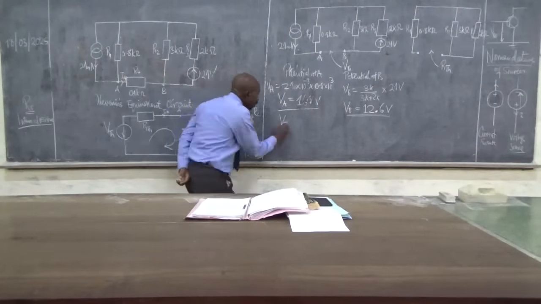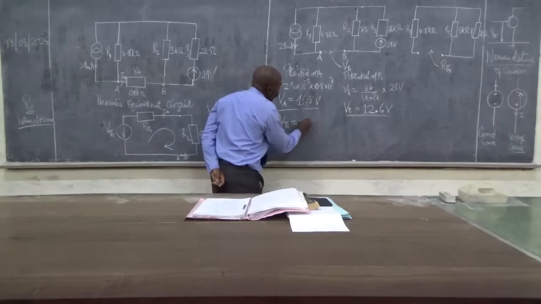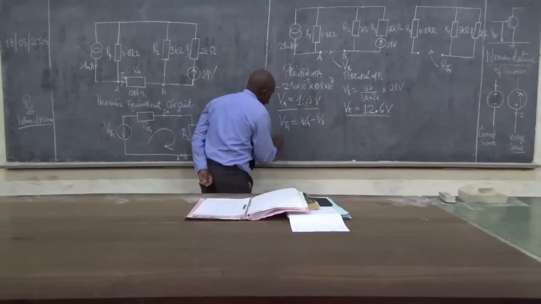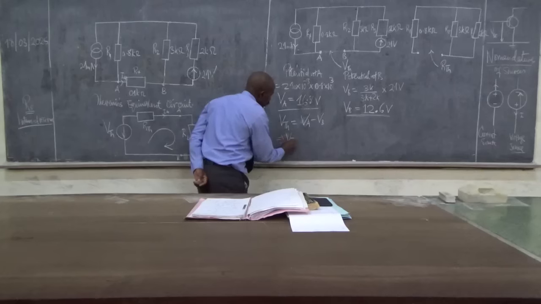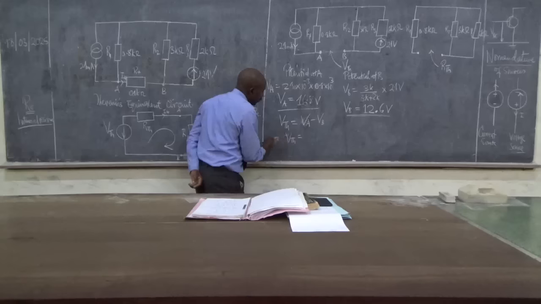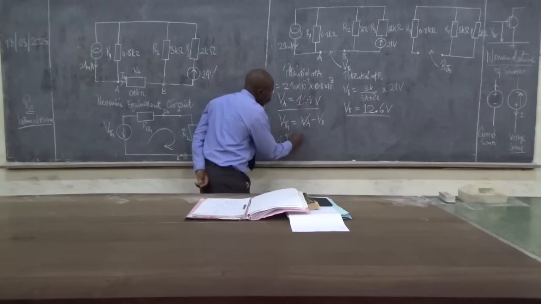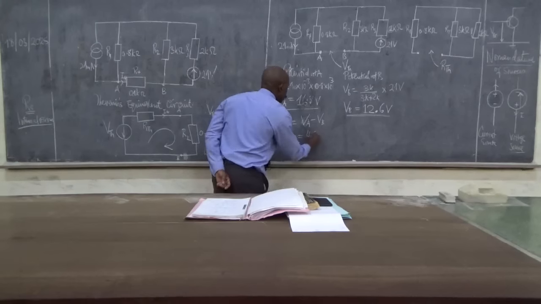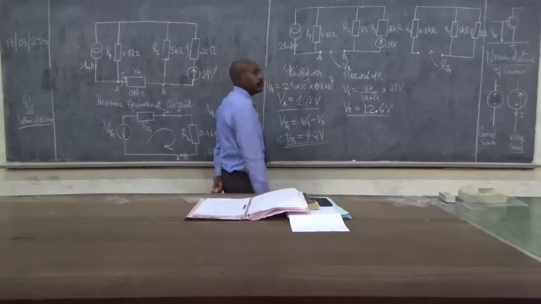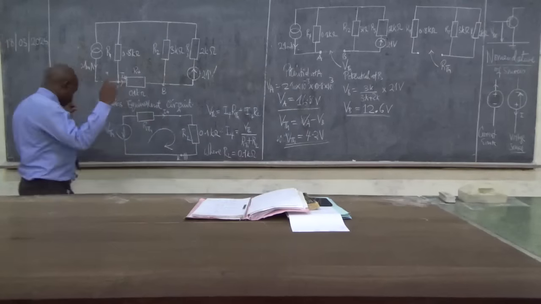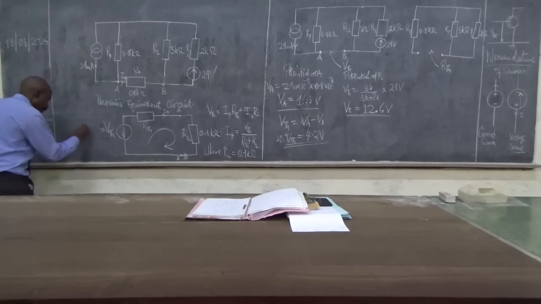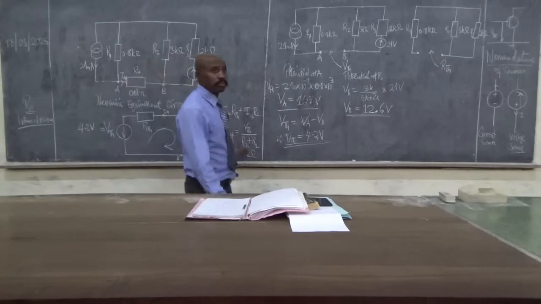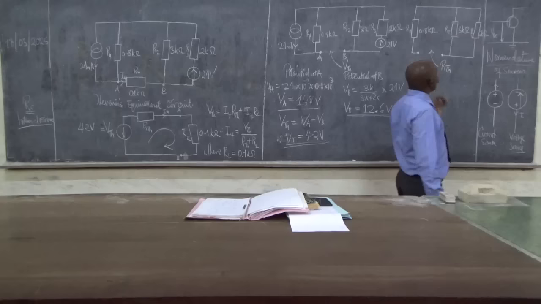So our VTH will equal VA minus VB, implying that, therefore, VTH is equal to 4.2 volts. We got it here. Now we need this because we already got our load. So we come here.